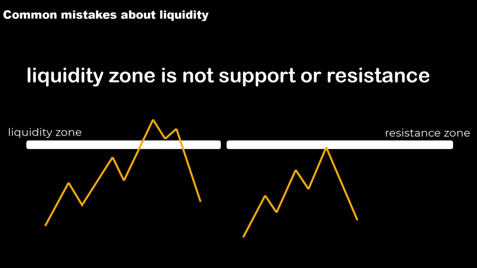One of the most common mistakes traders make is treating liquidity zones as support or resistance levels. Liquidity zones are not levels to buy or sell from, they are targets that price moves toward. Instead of asking where price will stop, start asking where price wants to go to collect orders. This small shift in thinking can completely change how you see the market.